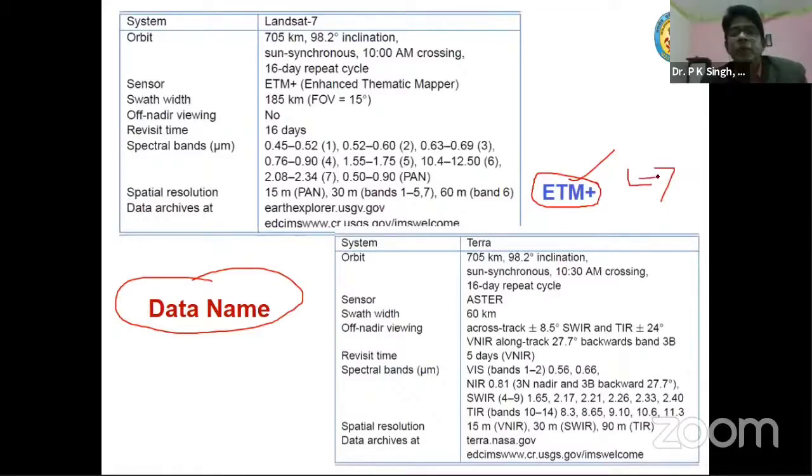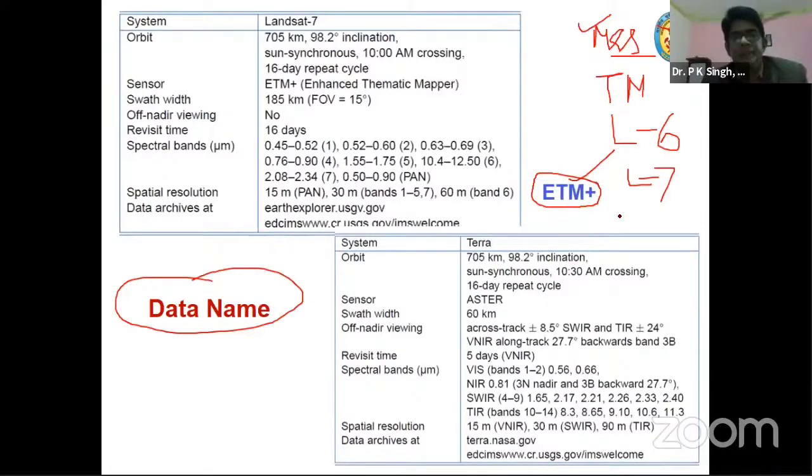Landsat 7, before that it was Landsat 6, on which it was ETM. Before that, thematic mapper on Landsat 5. Before that, MSS data, multispectral scanner data, that was on Landsat 4 earlier. In that way, on the basis of this sensor, the data name is held. MSS data, TM data, all these data are freely available now.